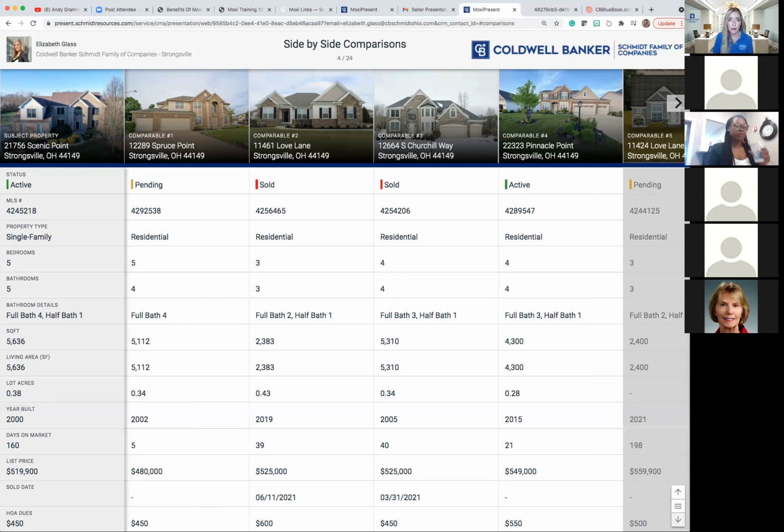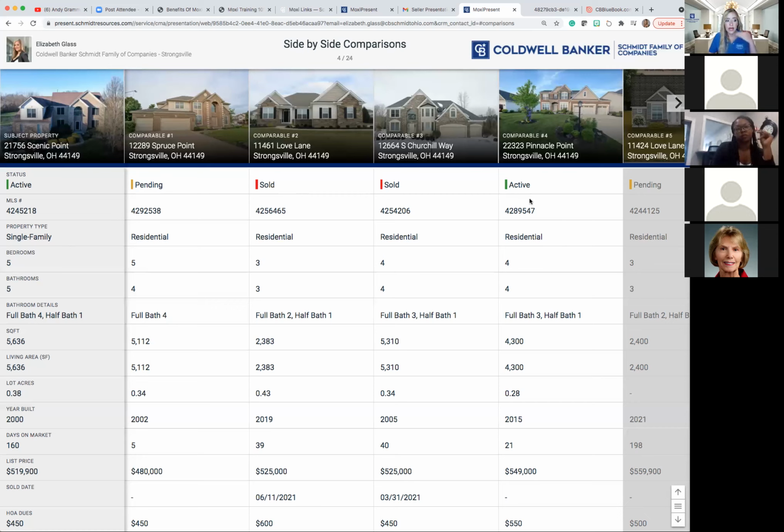Granted, you can get comps from the MLS. However, it is not as user-friendly and it is not as intuitive as using Moxi Present. This is interactive and this is keeping them in your systems and your website as well. Look what happens when it's presented in this way. I'm getting all of my information right here. I can instantaneously see that this house is pending, this is sold, and this is active. So I'm seeing what's on the market.